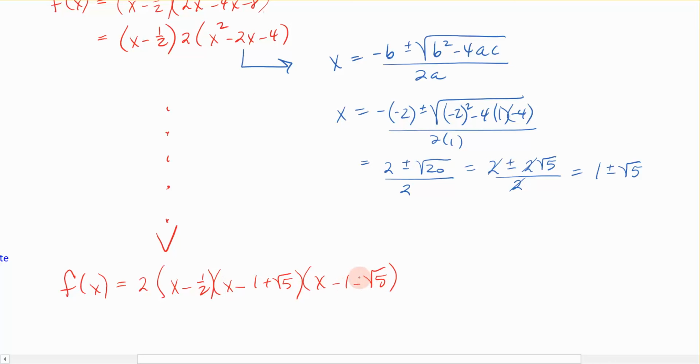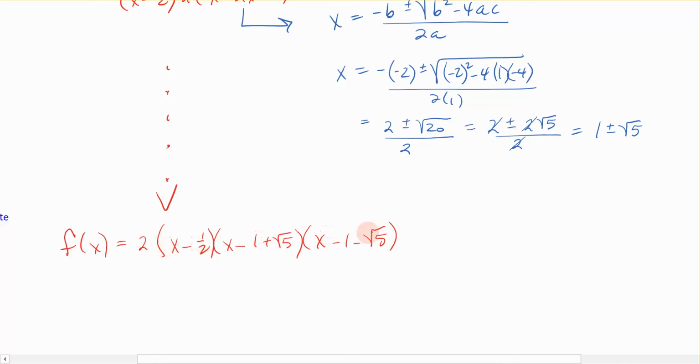Now let me go back and look at the directions. The directions said that I wanted to solve. So this is the polynomial in its factored form, and if I wanted to give you the roots, or solve it, that would look like 1/2 and 1 plus or minus the square root of 5.